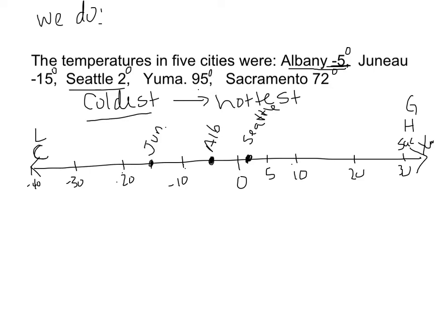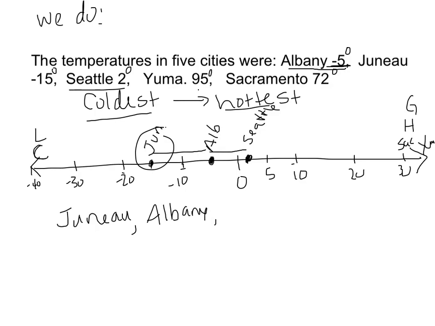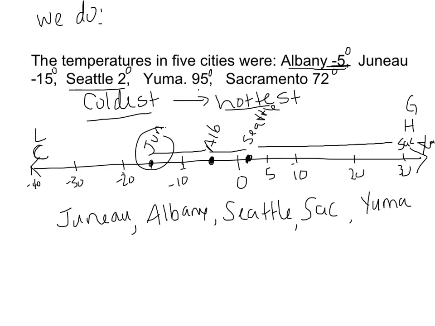I should have numbered that differently, but it's not as far as 95, so Sac. So if we're going coldest to hottest, we're going to start here and work our way down to the cities that we've placed on the line now. First one to show up, Juneau. Second one to show up, Albany. Third one to show up, Seattle, a little warmer than the -15. Next one to show up, a lot warmer than 2 degrees, Sacramento. And then finally, the hottest of all, Yuma. And that's how you would order those in the order they wanted, coldest to hottest.